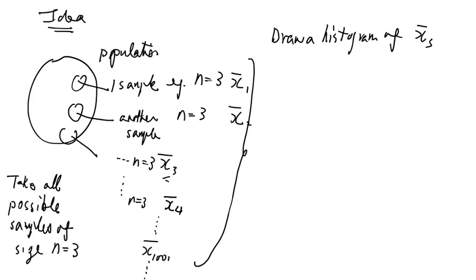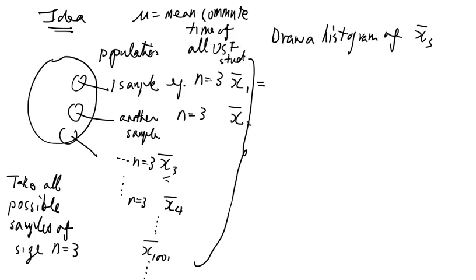Okay. Now, for example, let's say the first sample mean. Let's say mu is the mean commute time of all USF students. Okay, so you want to find the average commute time of all USF students.